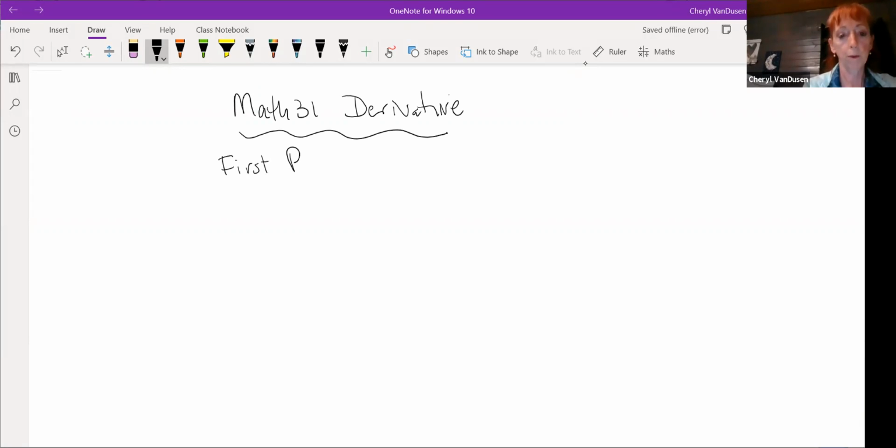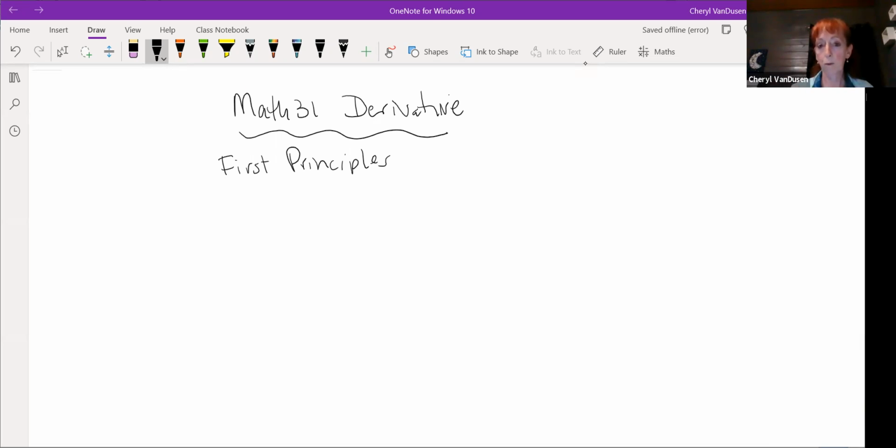So first principles is when we go back to the idea of taking the slope of a secant and then making the secant line shorter and shorter until it's a tangent line. So taking the limit as h goes to 0 of the secant line makes it a tangent line, which helps us find the expression for the derivative.